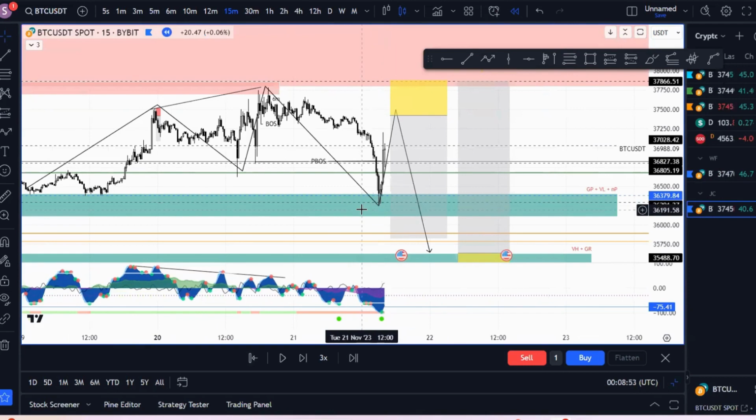What's a POI? Well, a POI is an area where we've got a high probable likelihood of a reaction. Okay, we can see that this POI was the golden pocket, it was the value area low, and it was also a point of control. And we can see that price reacts very nicely off the POI.